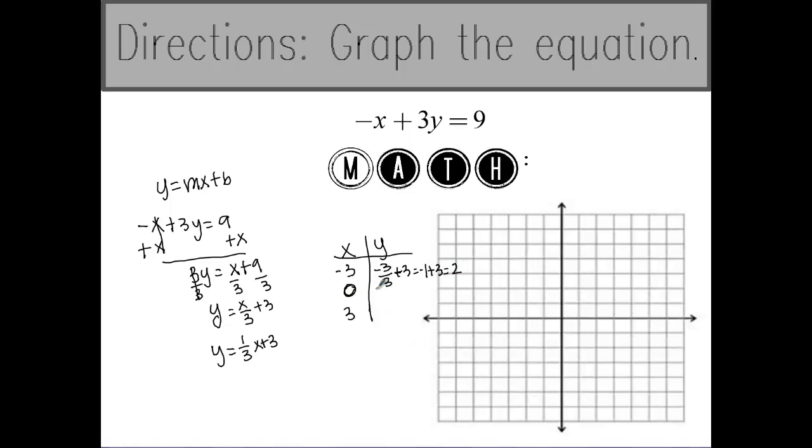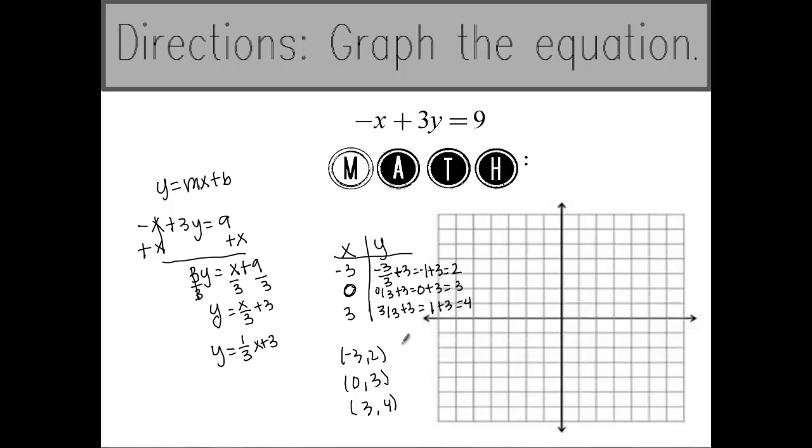When I plug in 0, 0 divided by 3 plus 3 is going to be 0 divided by 3, which is 0, plus 3, which gives me 3. Then I plug in my last point, 3 divided by 3 plus 3. 3 divided by 3 is 1, plus 3 is 4. Now I know that I have 3 coordinate points. I have the point (-3, 2). I have the point (0, 3), and I have the point (3, 4).